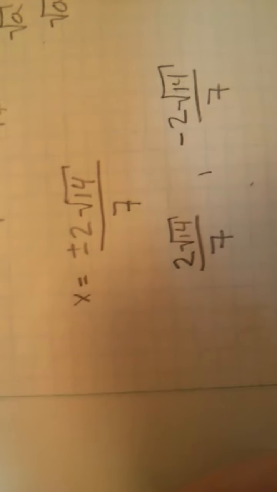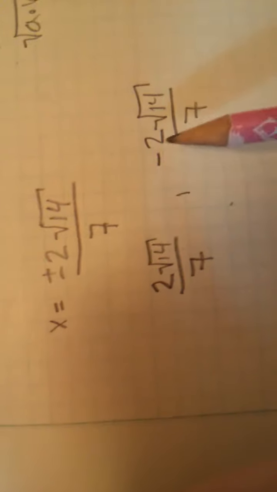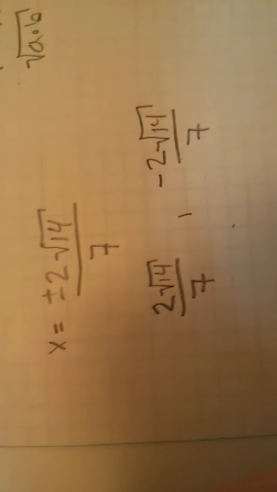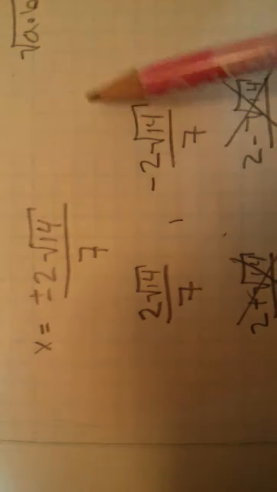Now, what I see people do sometimes, and it's a big no-no, because this 2 is being multiplied by the square root of 14 here, and this negative 2 is being multiplied by that square root of 14 there. Okay, so I see them do this. They go 2 plus square root 14 over 7, or 2 minus square root 14 over 7. Right? They do something like that. This is a no-no. Do not do that. This is the answer you're looking for.